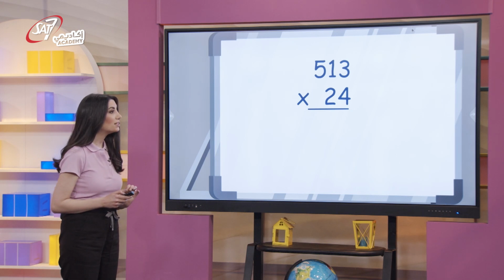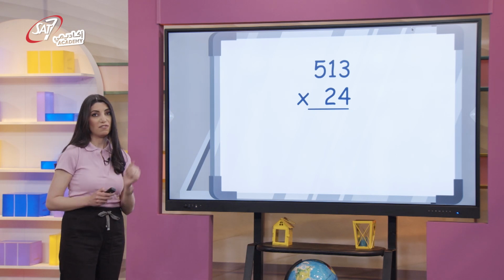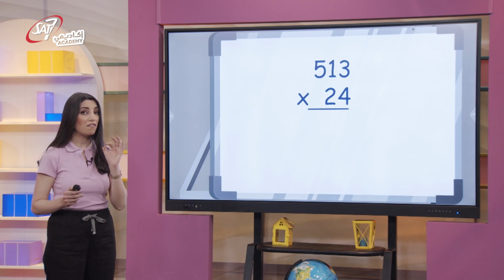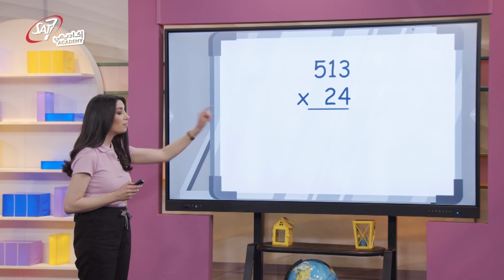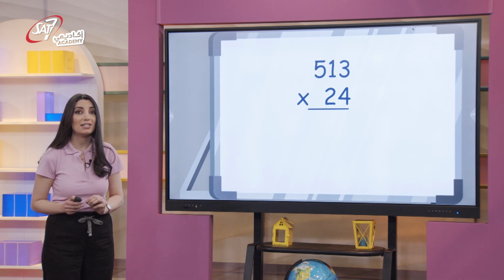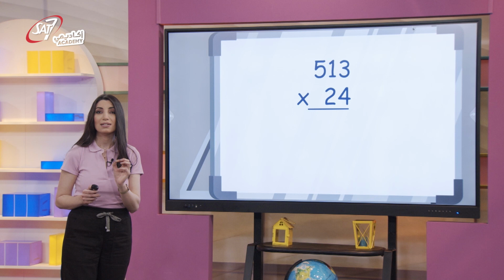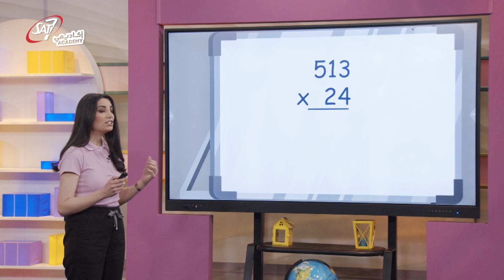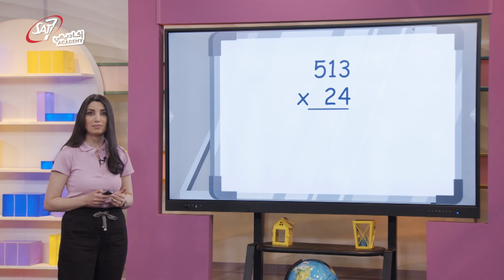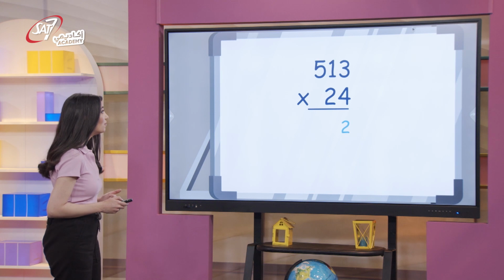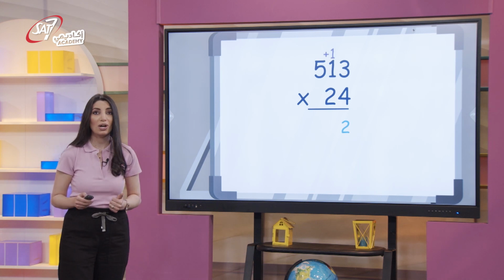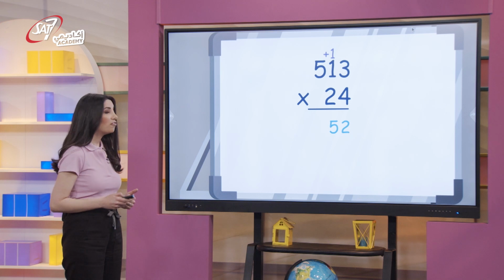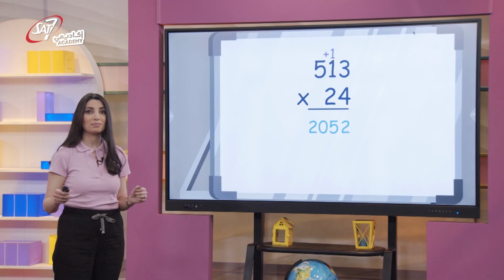We will here follow the same concept. Every digit in 513 will be multiplied with every digit in 24. We will start multiplying 513 by 4, and then 513 by 2, or 20 to be more accurate. 24 is 20 and 4. 513 times 4. 3 times 4 equals 12. 1 times 4 is 4, plus 1, 5. 4 times 5 equals 20.